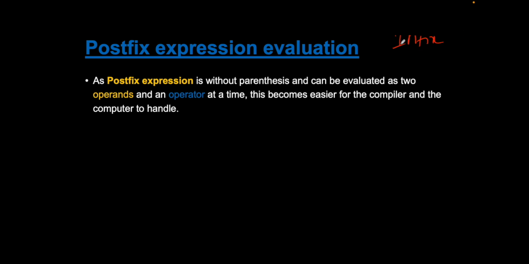Infix notation. There are three types of notations. The first one is infix notation, the second one is prefix notation, and the third one is postfix notation. For example, if you write a plus b, that is known as infix. Plus a b is prefix, and a b plus is a postfix notation. So this is the type of notation that we are taking here, postfix.